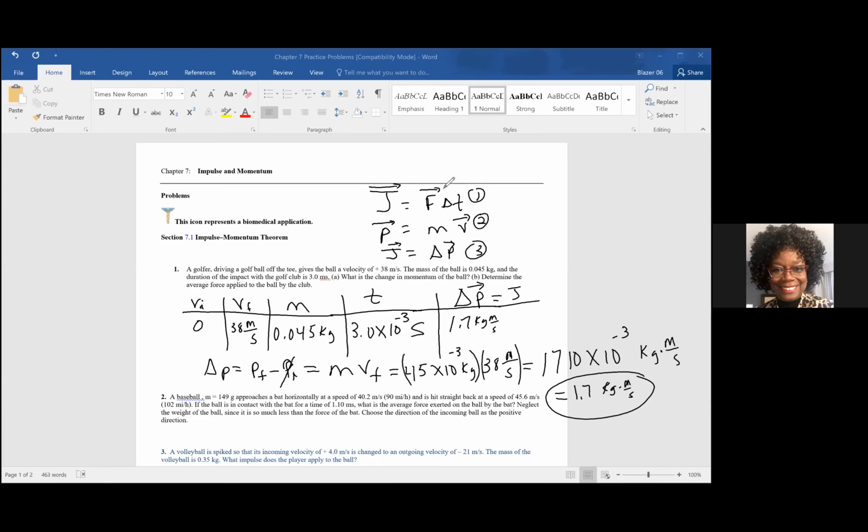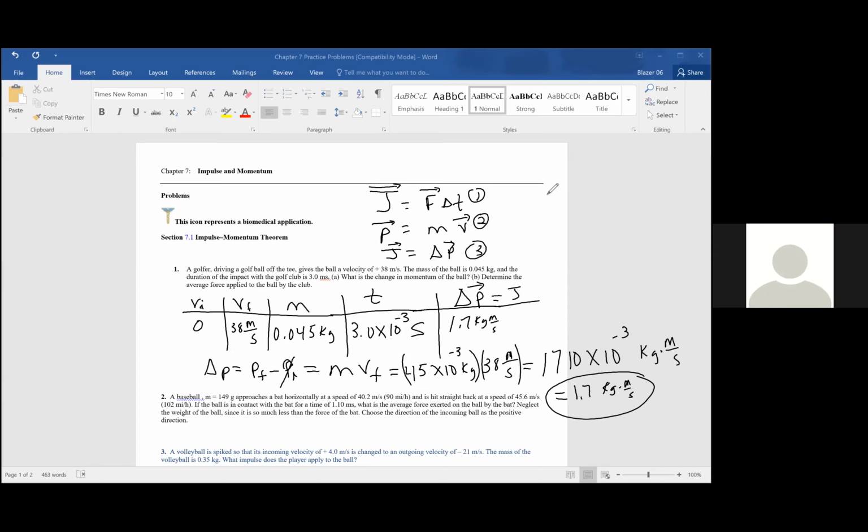Okay, well, look at this. You're looking for force, right? The impulse is equal to the change in momentum. That's what number 3 tells us. So if I know the change in momentum, I know the impulse. You just divide J divided by T to get F, right? Exactly. That's so easy. Okay.